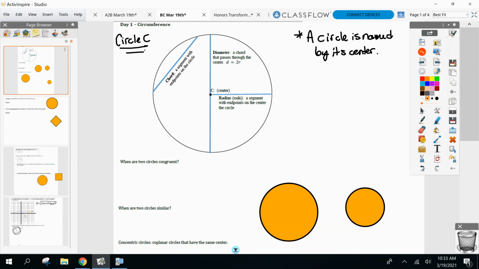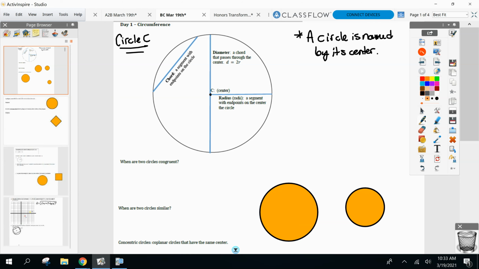Chord? No? Okay. What's a chord? It's a segment whose endpoints are on the circle. A chord is a segment in the circle, but the endpoints of that segment have to be on the circle. So, question right away. Could a diameter be considered a chord? Yes. The endpoints of the segment are on the circle.